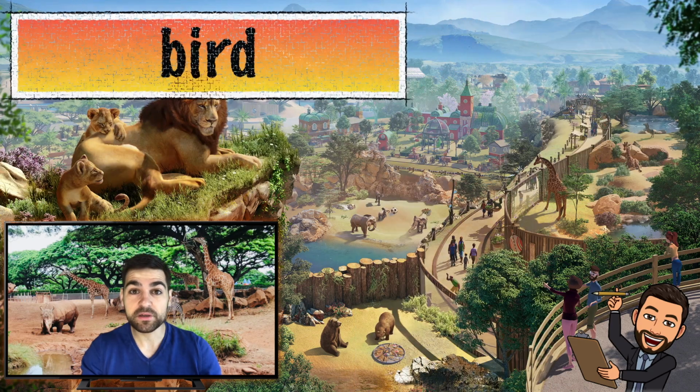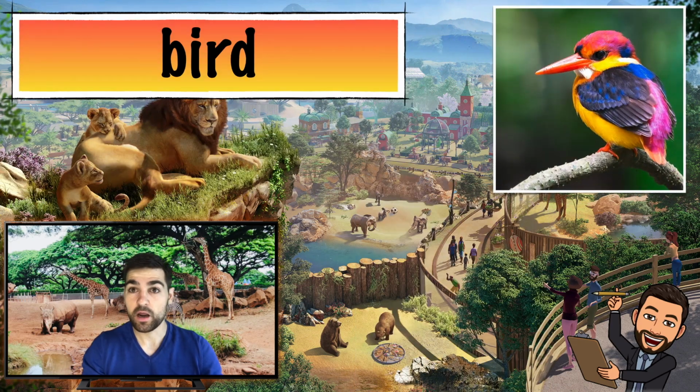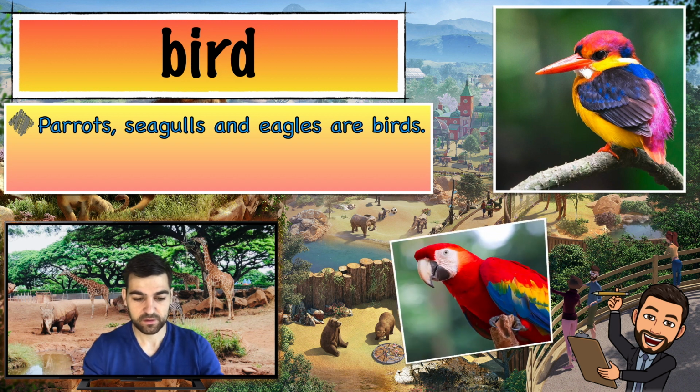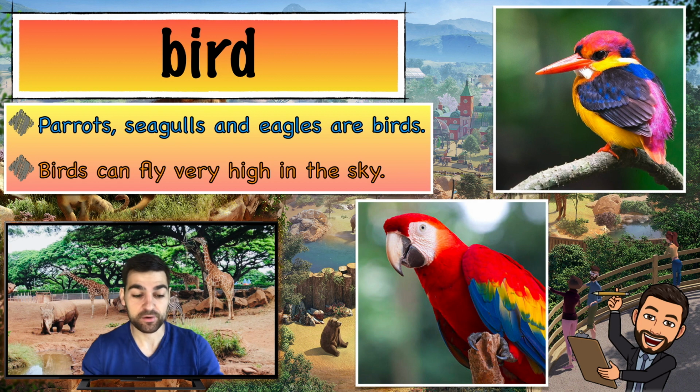Our next animal is the bird. Now, there are many different types of birds. Many. Let me give you some examples. Parrots, seagulls, and eagles are all birds. So in that picture you can see a parrot. And birds can fly very high in the sky. Because that's what they do. That's why they're birds. They like to fly.